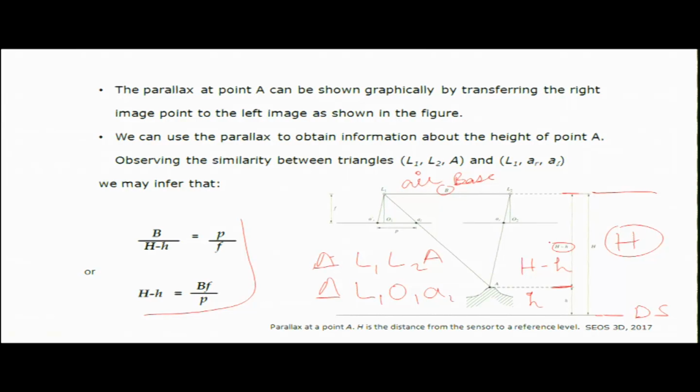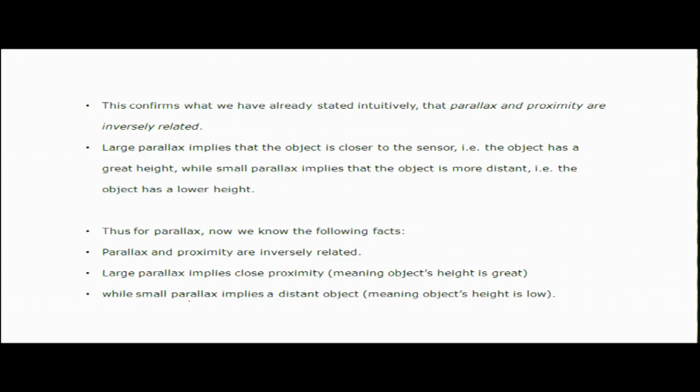By taking the similarity in the geometry of these two triangles, we can state that air base B divided by H minus h is equal to P, the parallax, divided by focal length. As you know, the distance from the photographic negative to the lens is known as the focal length, small f. So B by H minus h is equal to P by f. From here you can derive this formula also. Suppose you have to calculate the height of the object, then you can take it here and calculate accordingly.